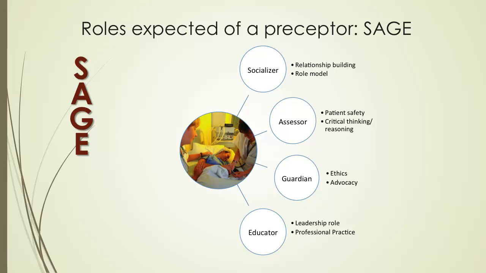This concept map was developed to provide a visual depiction of the various roles expected of a preceptor. Evaluation of your performance can be based on this framework to help you assess areas where you can seek out and add learning activities to fill in any gaps you may uncover during your review of this material. We will start with the socializer role and its key components of relationship building and of being a role model.